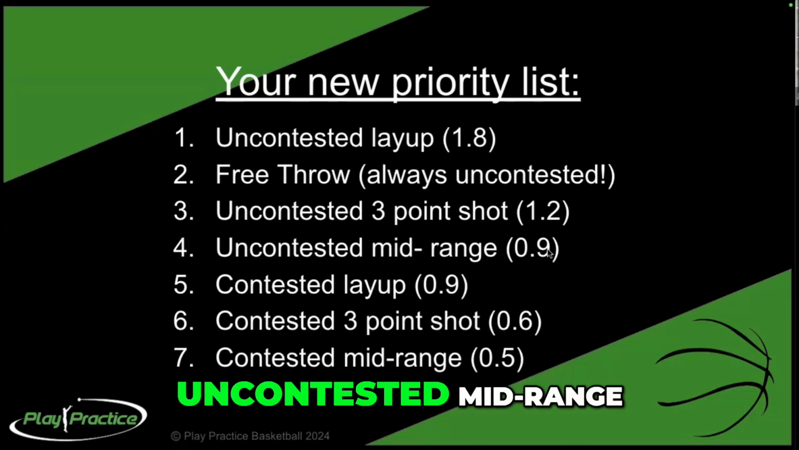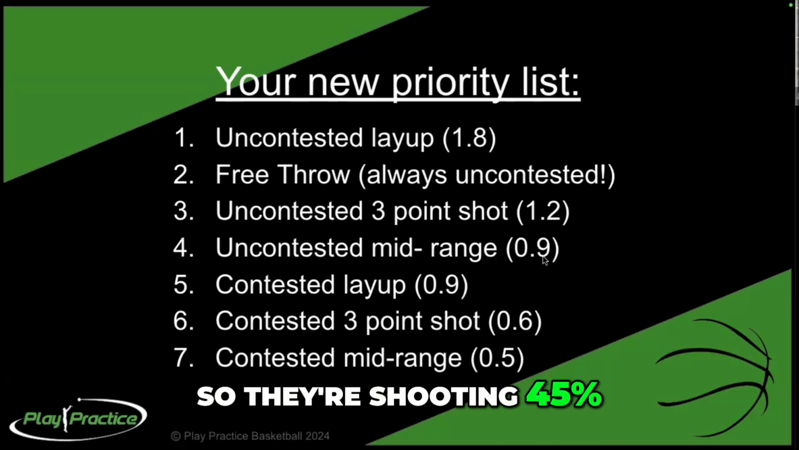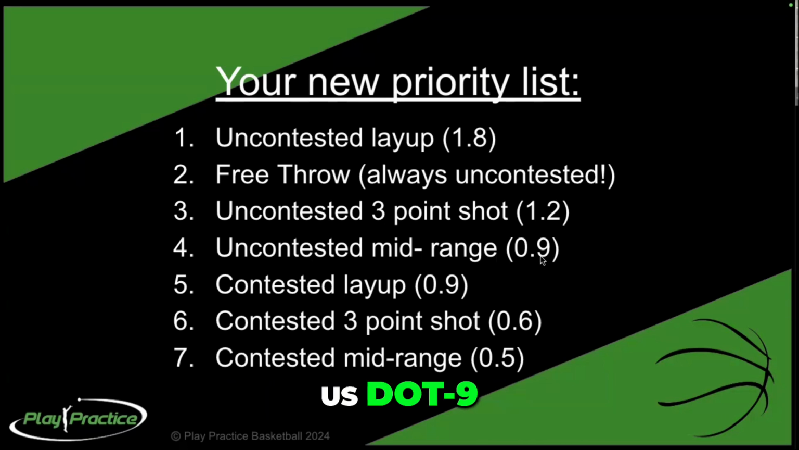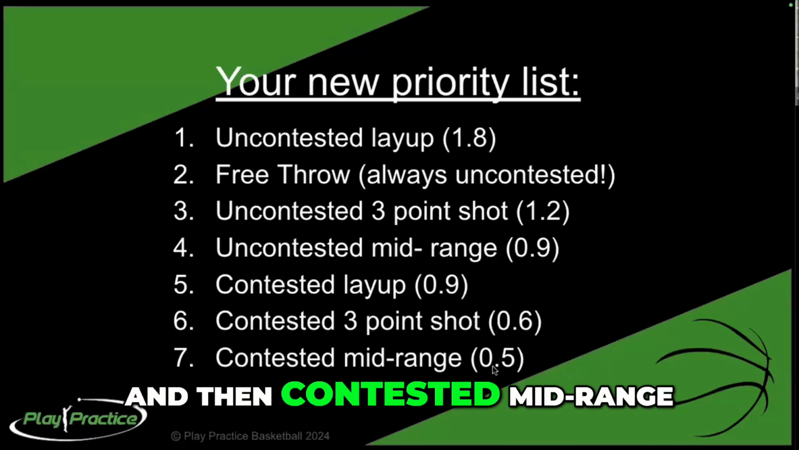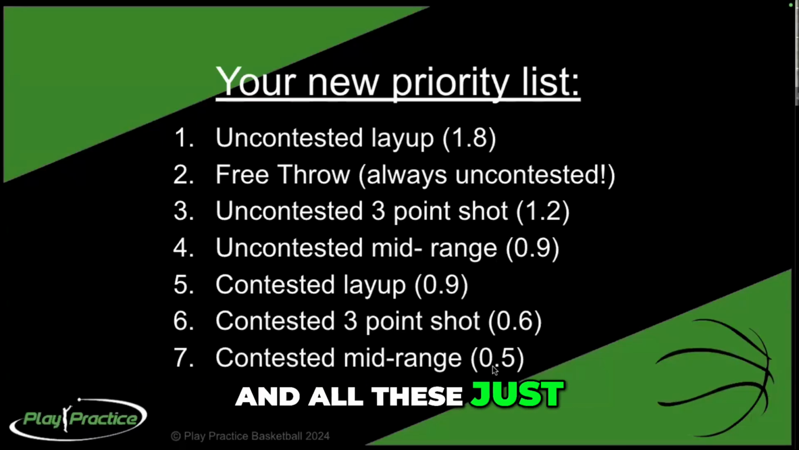And then we have uncontested mid-range. So they're shooting 45% and it's worth 2 points. That would give us 0.9. And then we go to contested layup, and then contested 3-point shot, and then contested mid-range. And all these just go down in value, right?